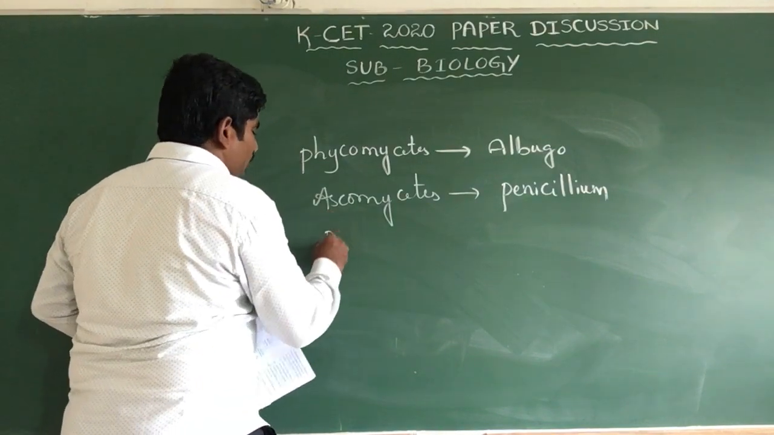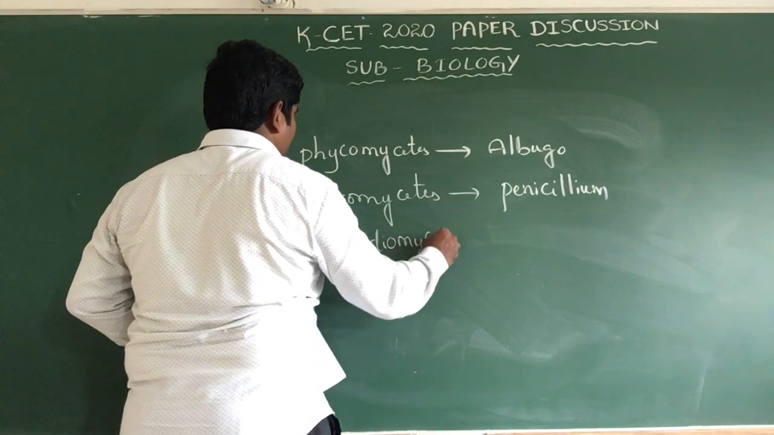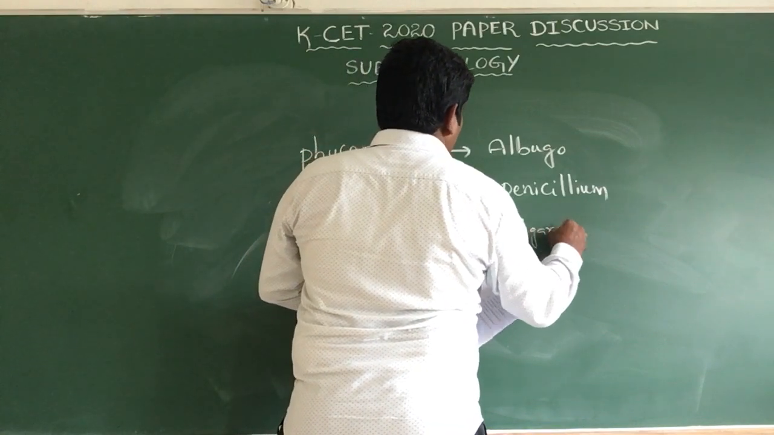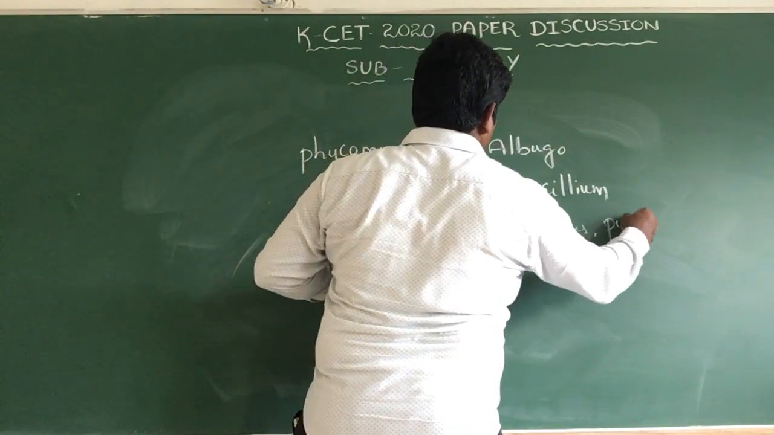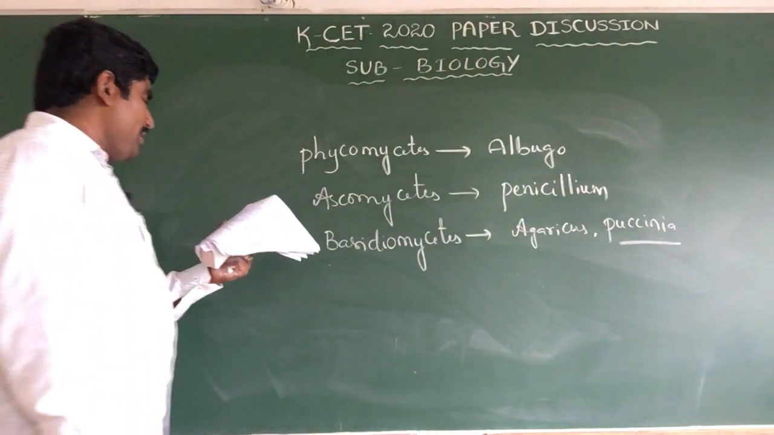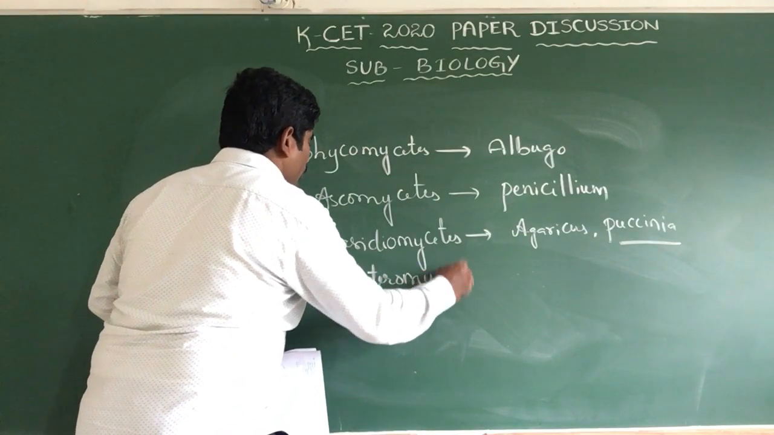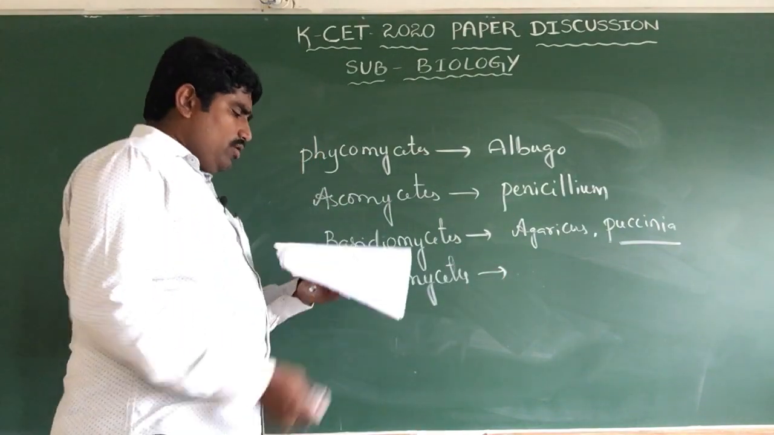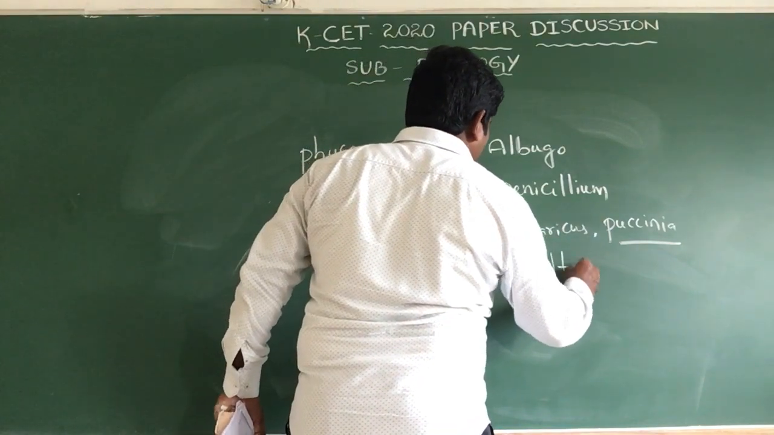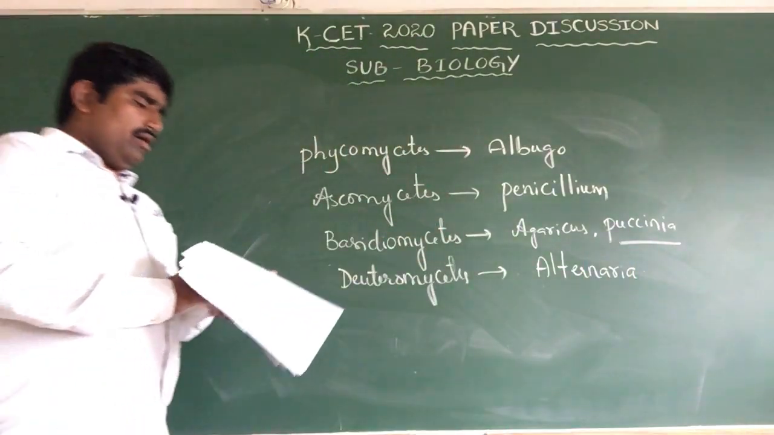Next one is Basidiomycetes. They are also called club fungi, with examples Agaricus and Puccinia. And next one is Deuteromycetes, fungi imperfecti. Which ones belong to Deuteromycetes? Trichophyton and Alternaria are given here. These are the examples of all these classes.